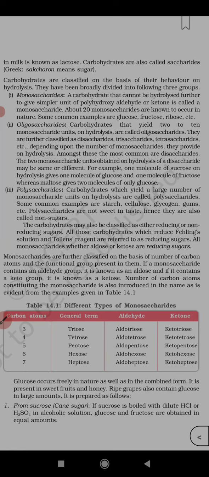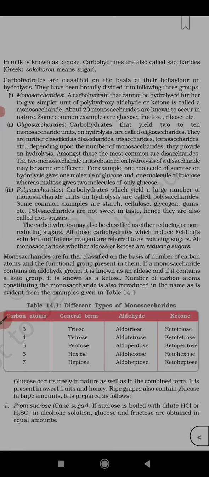Classification of carbohydrates. Carbohydrates are classified on the basis of their behavior on hydrolysis. They have been broadly divided into the following three groups. So based on the behavior on hydrolysis, we can classify carbohydrates. So now we are going to study the classification of carbohydrates.